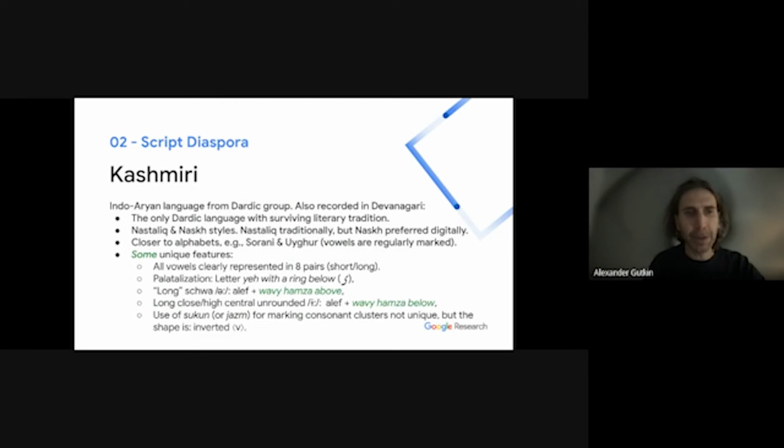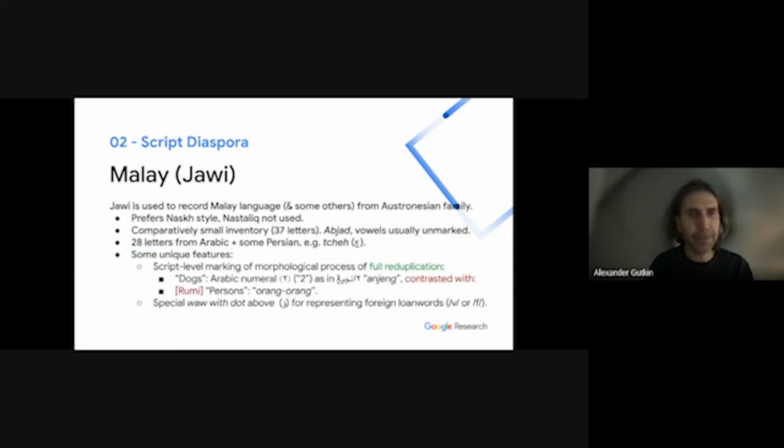There is aleph with wavy hamza above and aleph with wavy hamza below for representing the long schwa and long close central unrounded vowels. And the wavy hamza above and below are unique to Kashmiri. Another interesting feature is the use of sukun for marking consonant clusters. The use of sukun is not unique, but its shape, an inverted V, is quite unique to Kashmiri.